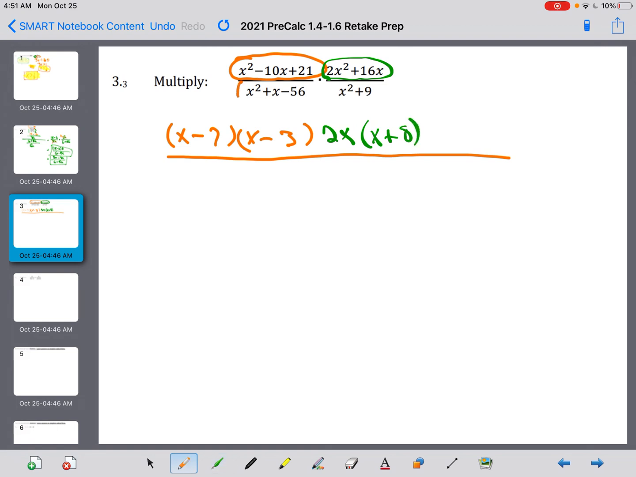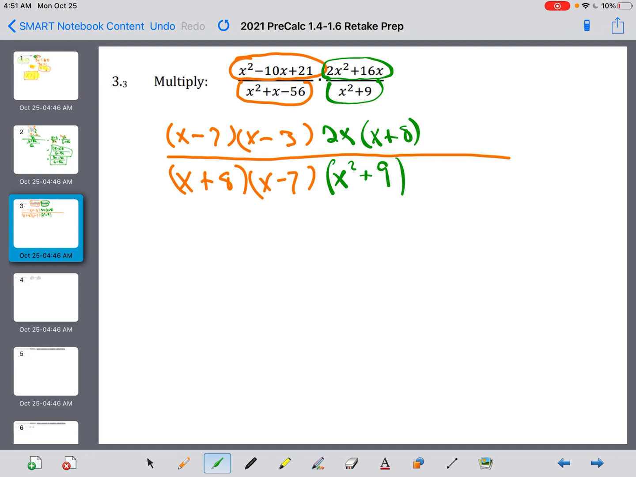Down in the bottom here, I go ahead, standard binomials here, x and x. The factors of 56 that subtract to 1, that's going to be plus 8 and minus 7. That goes back to one of our more interesting math facts way back then. And this one here does not factor. It is the sum of squares. Can't do anything with that.